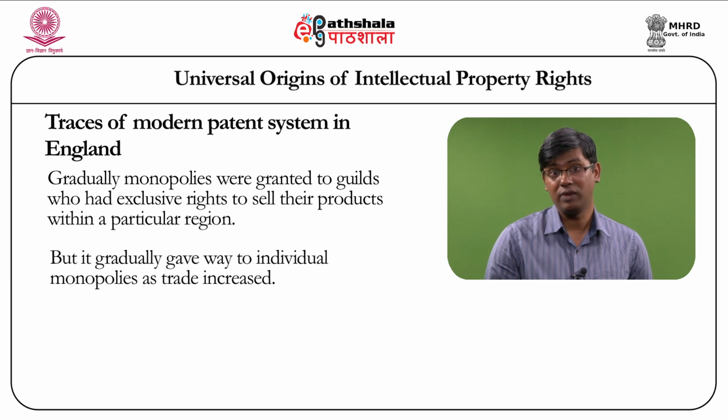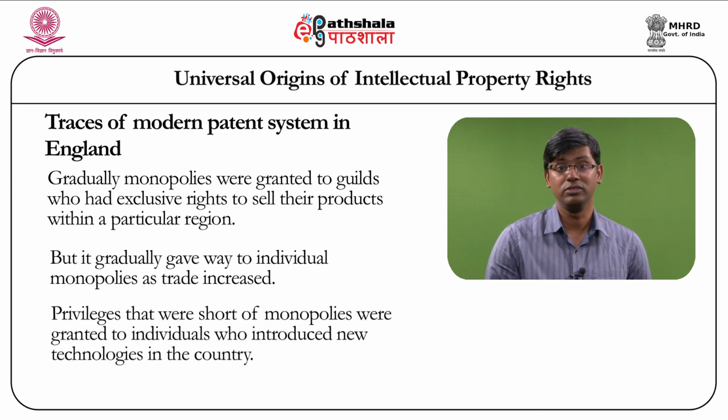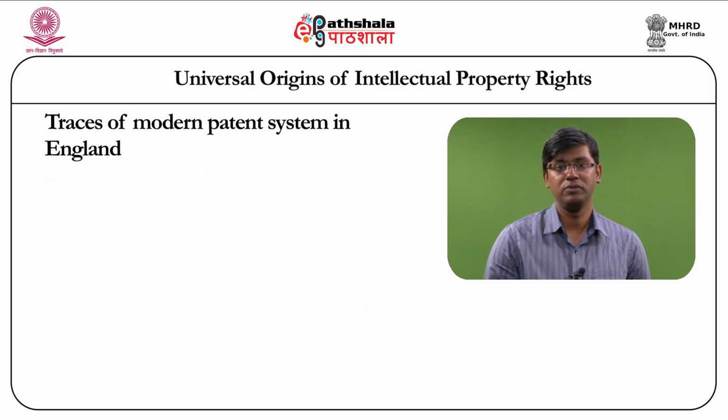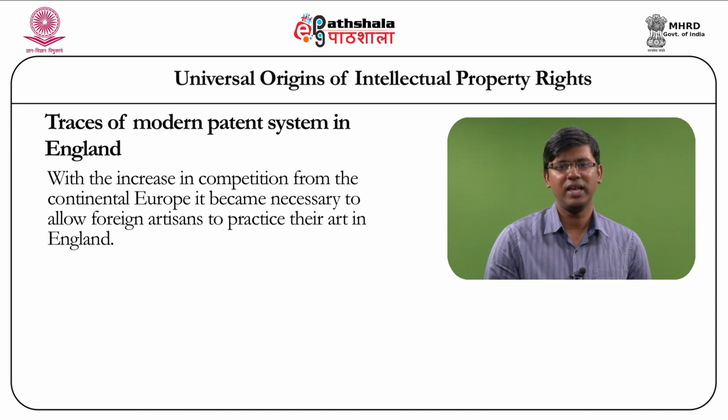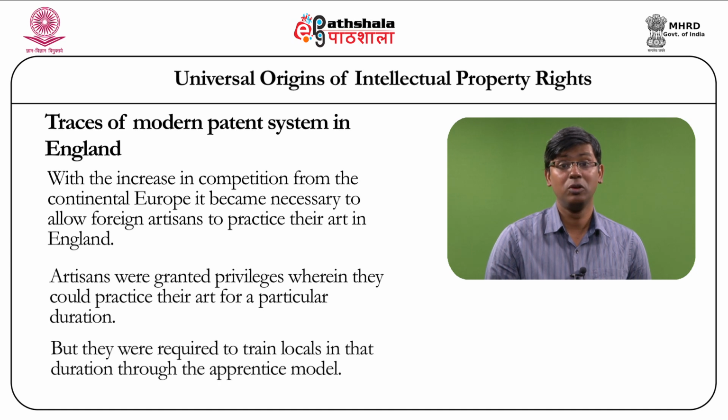After the letters patent, you had a system of the monarchs coming up with what is known as privileges. These privileges were basically short of monopolies, granted to individuals who introduced new technologies in the country. With the increase in competition from continental Europe, it became necessary to allow foreign artisans to practice their art in England. Artisans were granted privileges wherein they could practice their art for a particular duration, but they were required to train locals in that duration through the apprenticeship model.